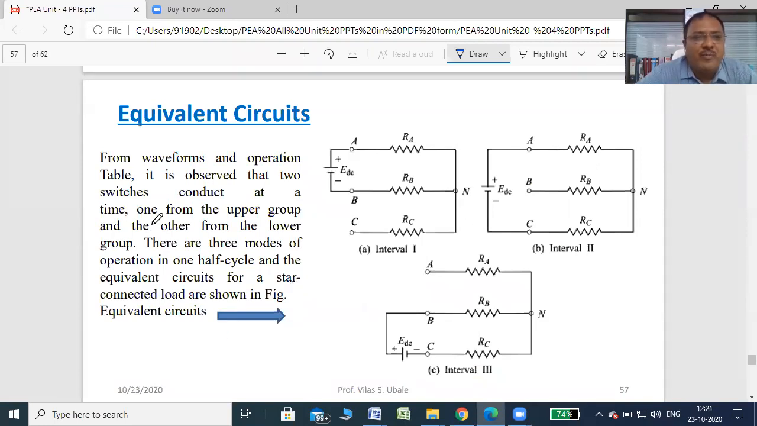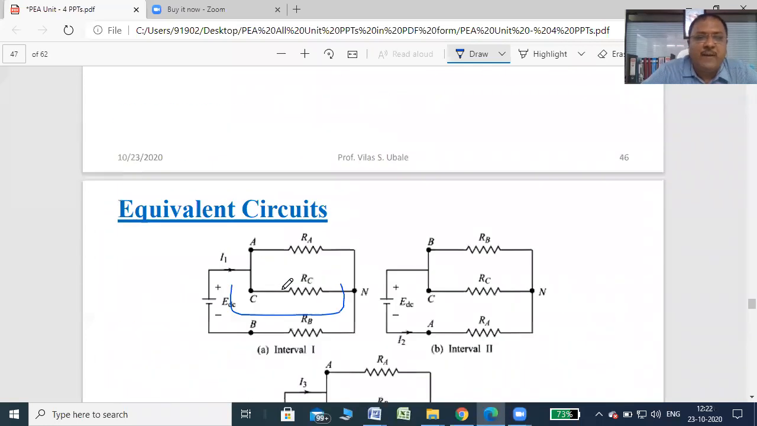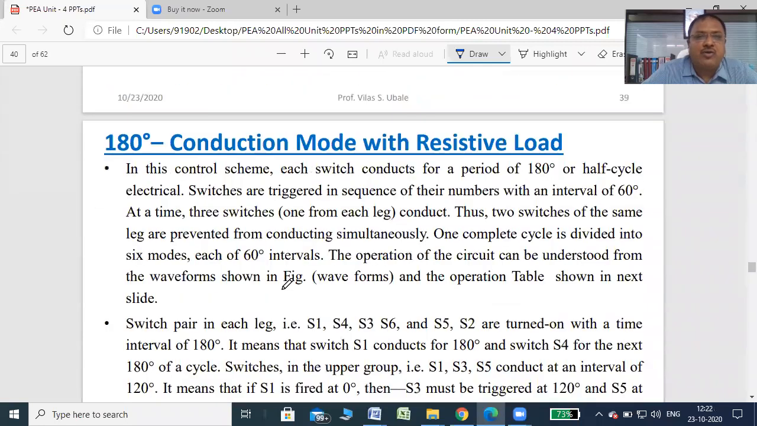From the waveform and operation table, it is observed that two switches conduct at a time, one from the upper group and one from the lower group. There are three modes of operation in one half cycle, and the equivalent circuits for star connected R load are shown in the figure. You can check here, A and B are connected, but C is not connected. C is disconnected. Similarly, in interval 2, B is disconnected, and in interval 3, A is disconnected. So these are the equivalent diagrams. Only two switches, one from the upper arm and one from the lower arm.